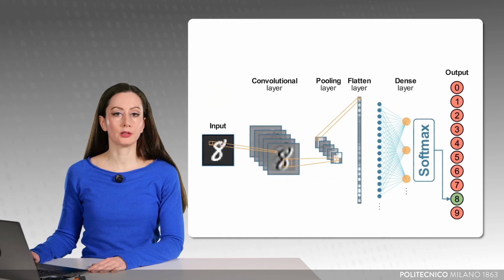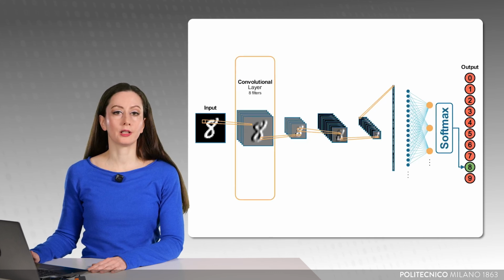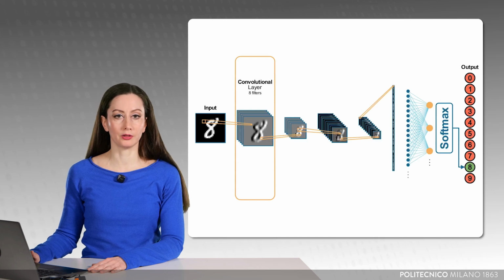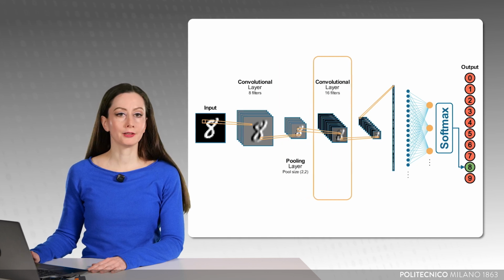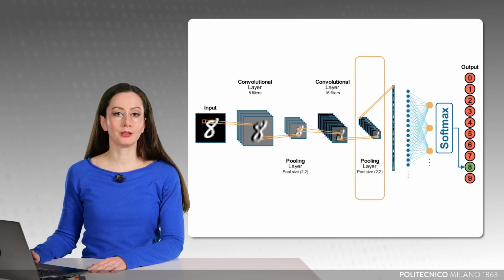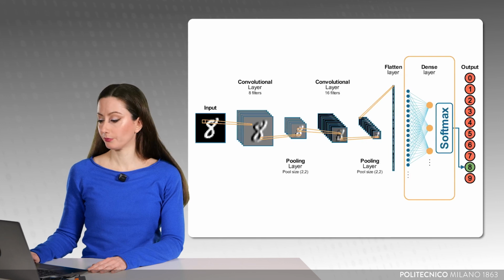And you can also construct a deeper convolutional neural network, meaning a network with more layers. Let's consider an architecture made of, first, a convolutional layer with 8 filters, then a pooling layer with pool size 2 by 2, then another convolutional layer with 16 filters, then another pooling layer with pool size 2 by 2, a flattened layer, and a dense layer with 10 neurons.